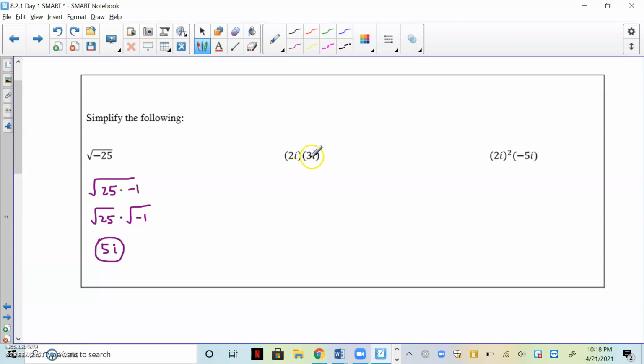This one, 2i times 3i, well, 2 times 3 is 6, i times i is i squared. So we end up with 6 times -1, because again, don't forget, i squared is -1, so we get -6.